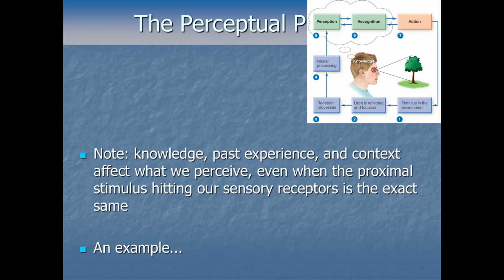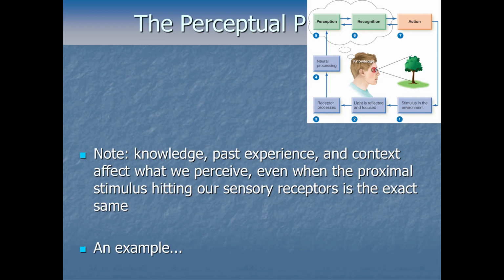Now, finally, I mentioned this middle part of the diagram in the perceptual process, an important caveat and an important thing that we'll come back to over and over throughout this course, that knowledge, and we might say things like past experience and context or other cues that are there in the environment, all of that affects what we perceive, even if we're talking about the proximal stimulus that hits our sensory receptors being the exact same. So the exact same stuff can hit your eyes, but depending on your past experience or the mood you're in or your knowledge, what you expect, depending on those things, the exact same thing hitting your eyes might lead to a very different perception or experience.